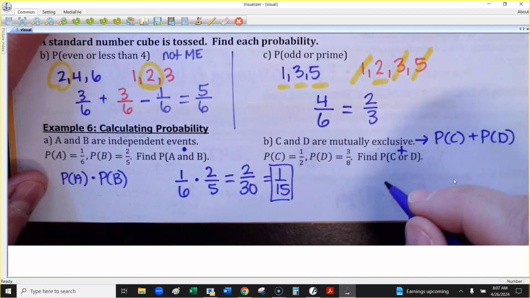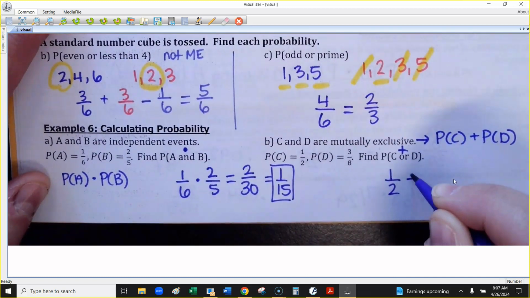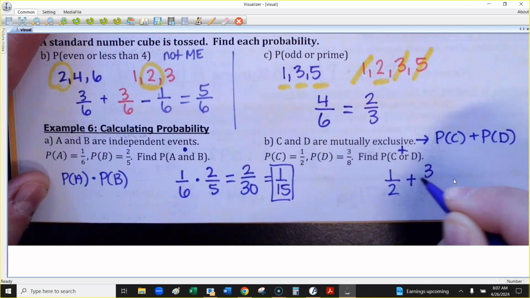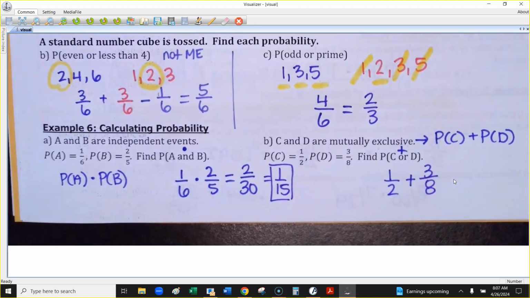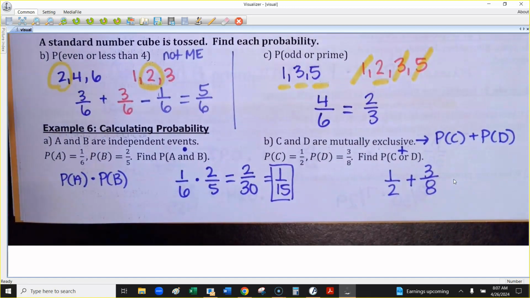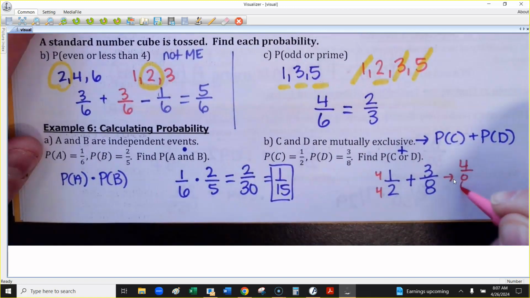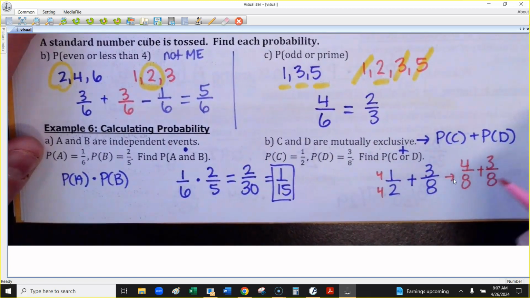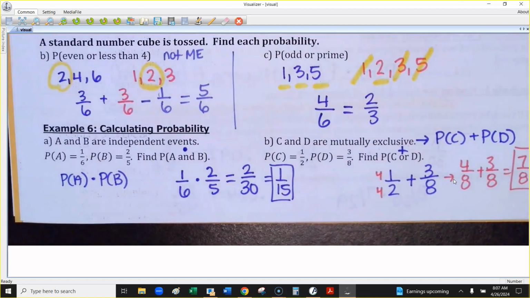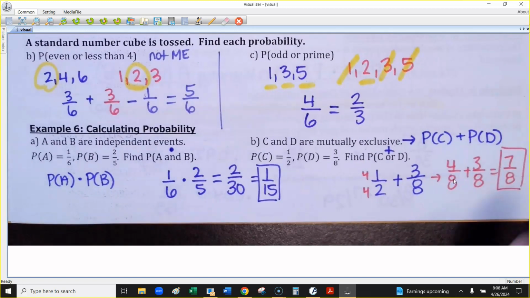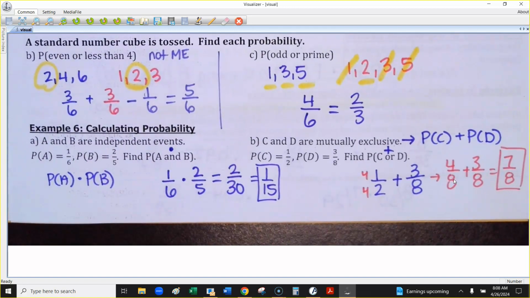The one thing you have to remember here is that when you add fractions, you do need a common denominator. So of course you could use your calculator if you want, but if you want to do it by hand, I'm just going to simplify this real quick. So 1/2 is the same thing, 4/8 plus 3/8. This should be 7/8. That number should never be bigger than 1. If you're doing a probability, you should never have anything bigger than 1. 7/8 is not bigger than 1, so we're in good shape. And if you're mutually exclusive, you don't have an overlap, so you don't have to worry about subtracting anything. Is anybody having a question?